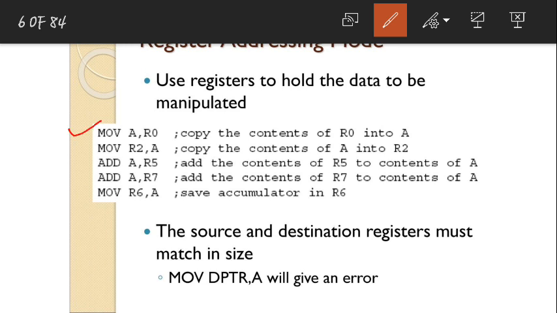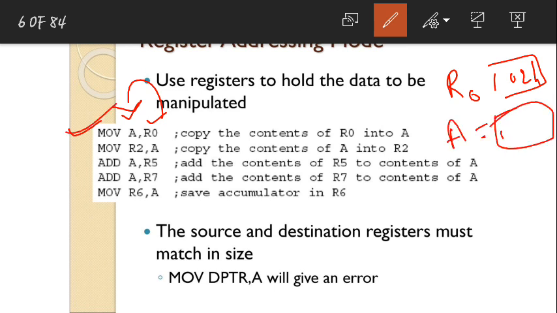This is MOV A, R0. So here see, copy the contents of R0 into A, because R0 is in source position whereas A is at destination. So always source will move into destination. We know this instruction format. Copy the contents of R0, whatever is there inside R0. If R0 has 02H value inside that, after execution of this line, then A will be equal to 02H. Copy the contents of R0 into A.